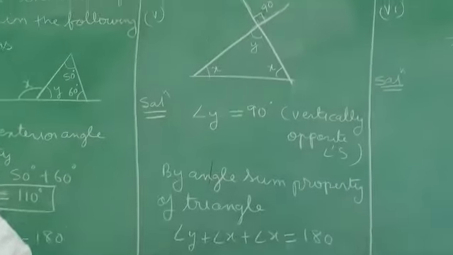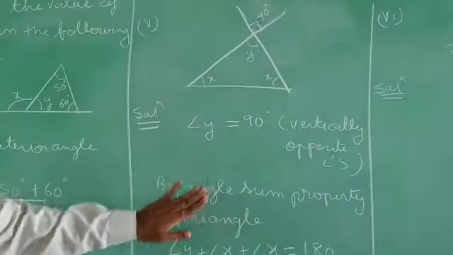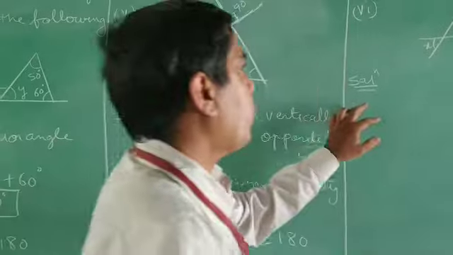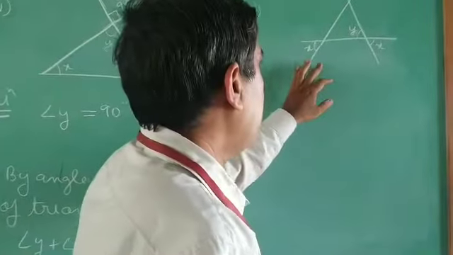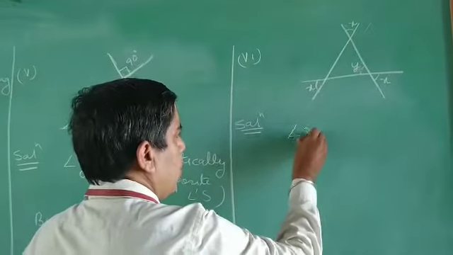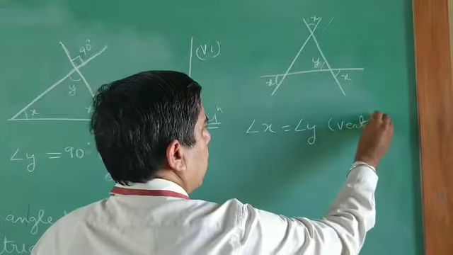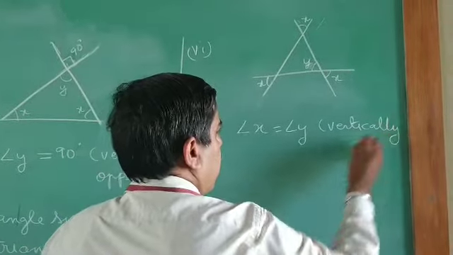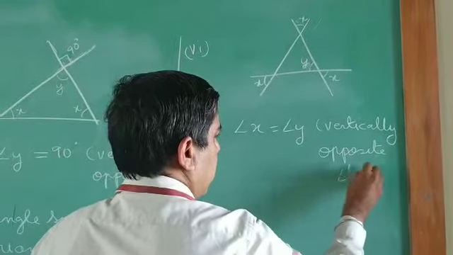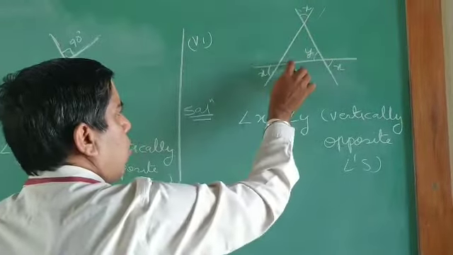You can see easily. Now here I used two results. One is the vertically opposite angle, one is the angle sum property. Now the sixth part, you can see it is a similar type, but only x and y are used. So angle x equal to angle y. First I am going to say here y, vertically opposite angle. Now in this triangle you can see this is also vertically opposite.